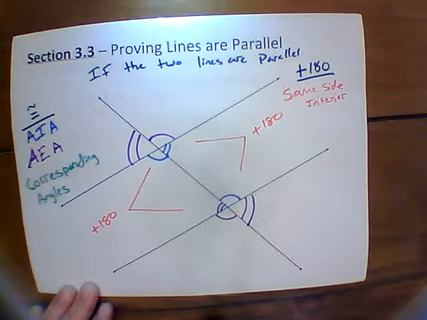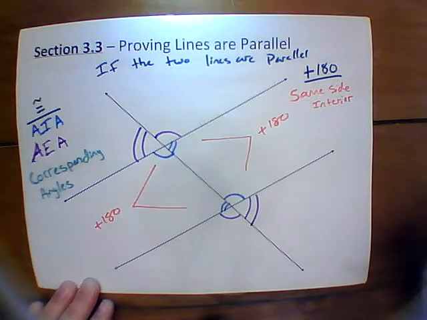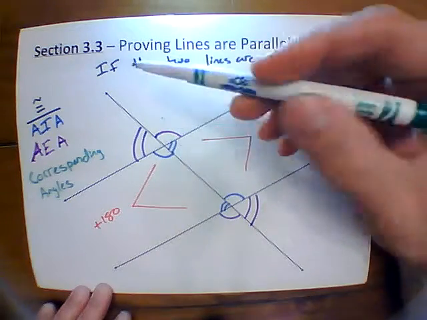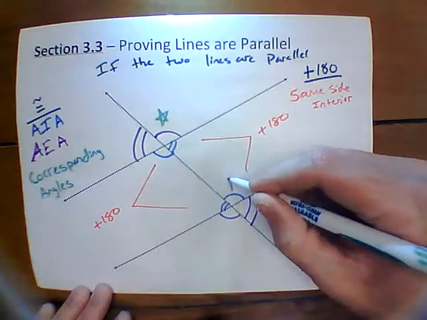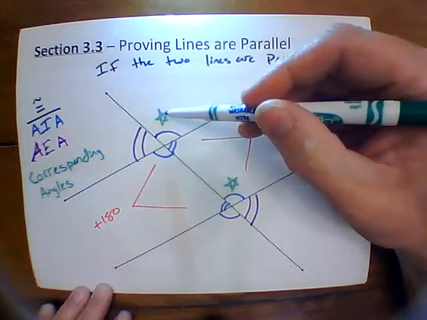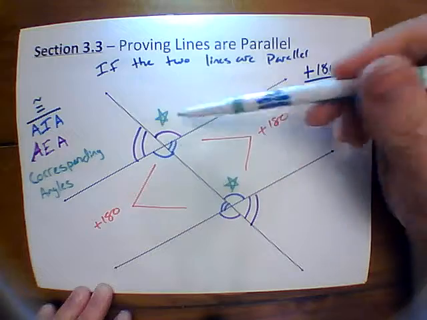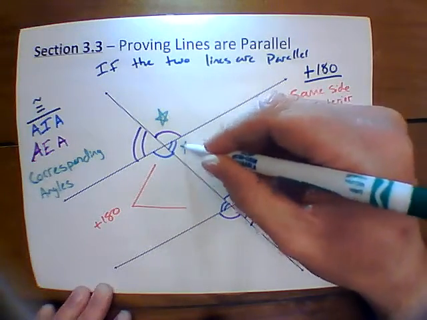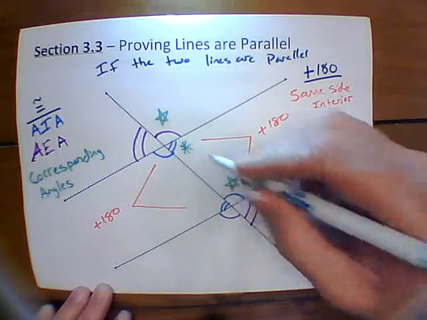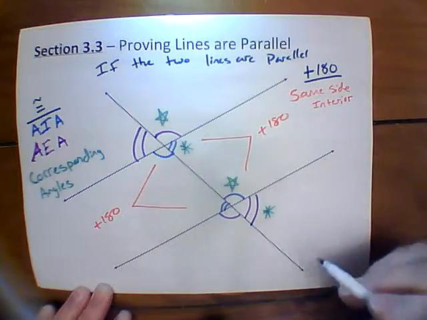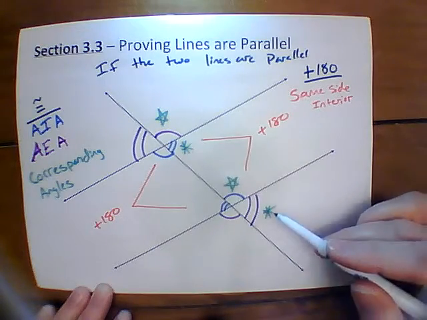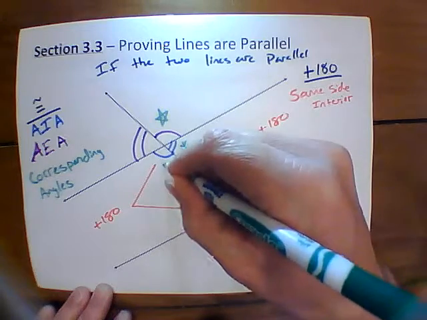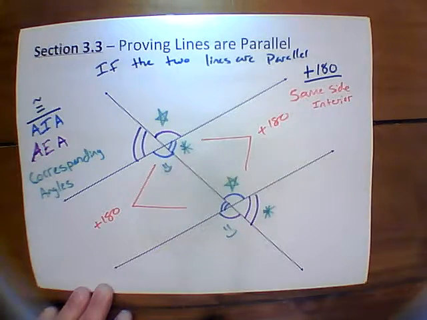So corresponding angles are angles that are in the same location at the intersection. So we have the top right angle, we'll give this one a star, which is at the same location as that one. So the corresponding angles theorem tells us that if these two lines are parallel, then these two angles are congruent. Bottom right, we'll go with an asterisk. Those two are congruent because they're corresponding angles. So if these two lines are parallel, then those two angles are congruent. Bottom left corner, we'll go smiley face. So the two smiley face angles are congruent.